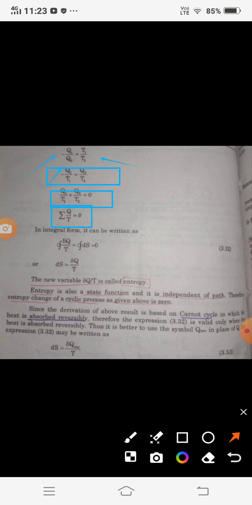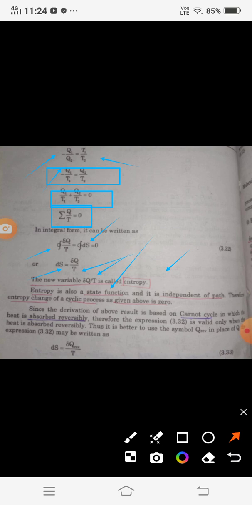So when we write the integration of delta Q over T is equal to the integration of delta S, we are saying that sigma Q over T is equal to S. Simply, we can say that the differential of entropy is equal to the differential heat divided by temperature. So this new variable is called the entropy. Entropy is also a state function. What do you understand by the meaning of state function? Let me help you find it out.